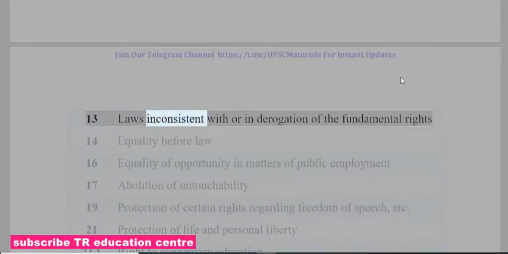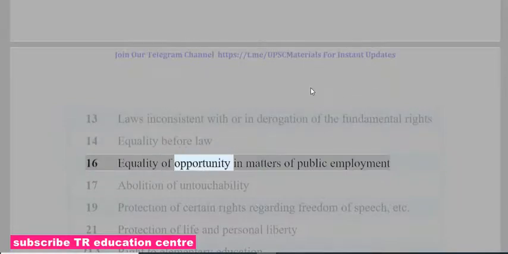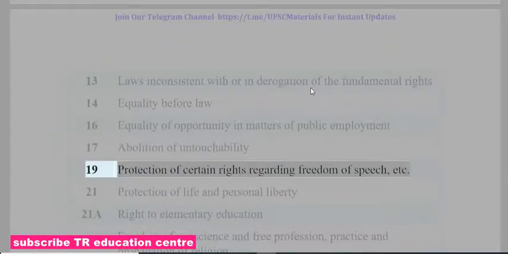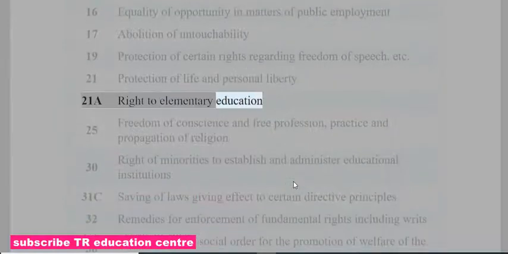13 Laws inconsistent with or in derogation of the fundamental rights. 14 Equality before law. 16 Equality of opportunity in matters of public employment. 17 Abolition of untouchability. 19 Protection of certain rights regarding freedom of speech, etc. 21 Protection of life and personal liberty. 21A Right to elementary education.